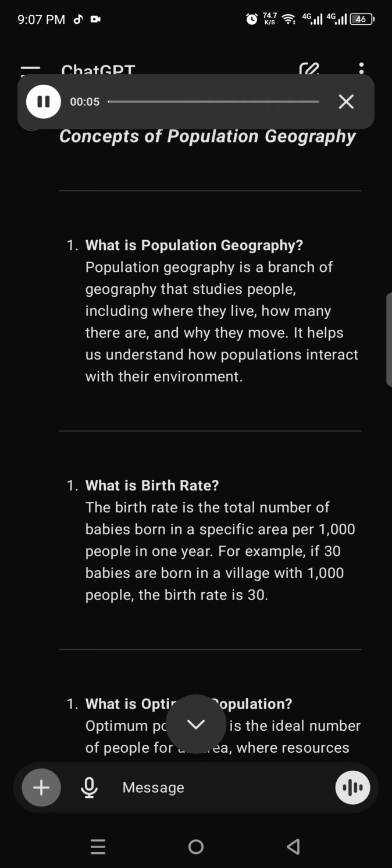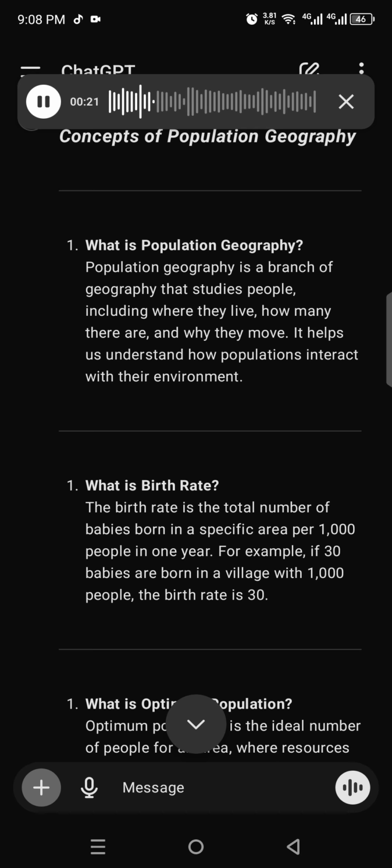1. What is population geography? Population geography is a branch of geography that studies people, including where they live, how many there are, and why they move. It helps us understand how populations interact with their environment.